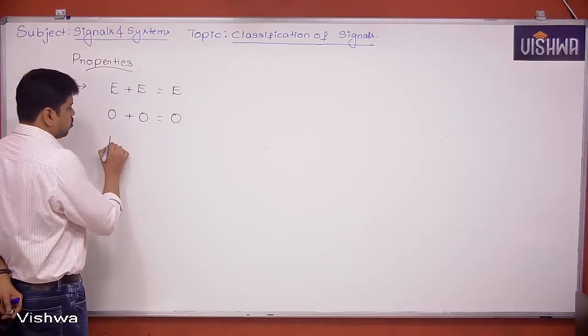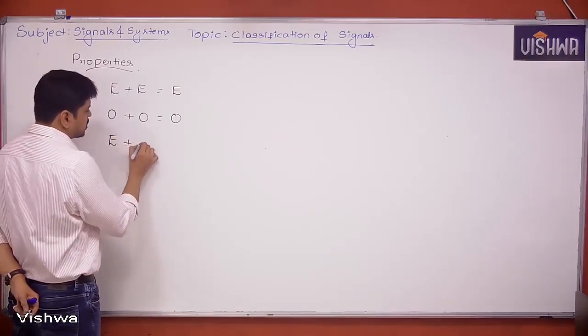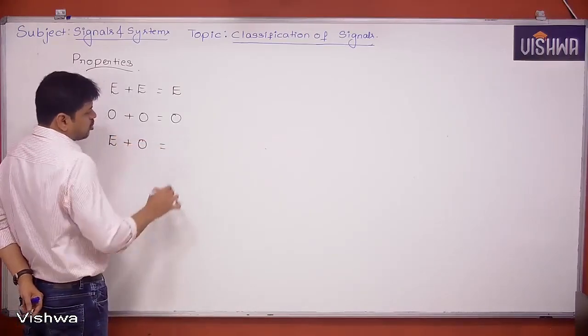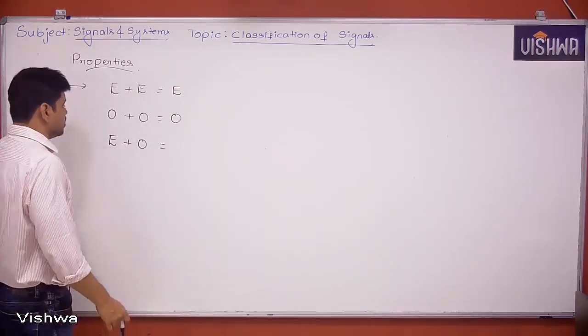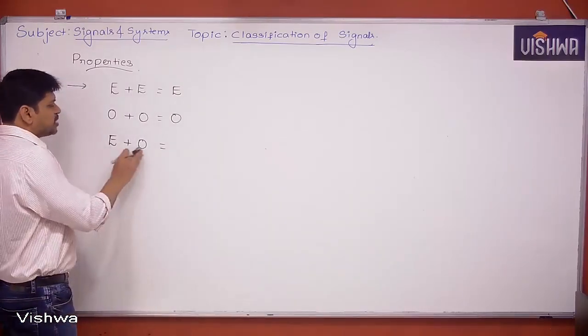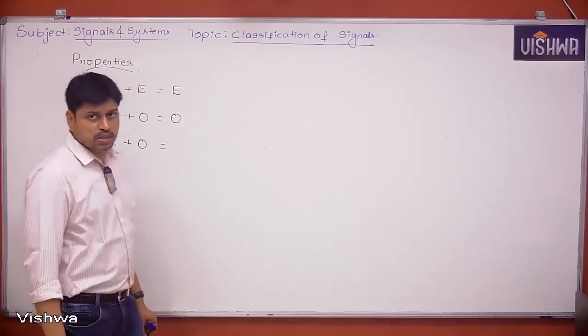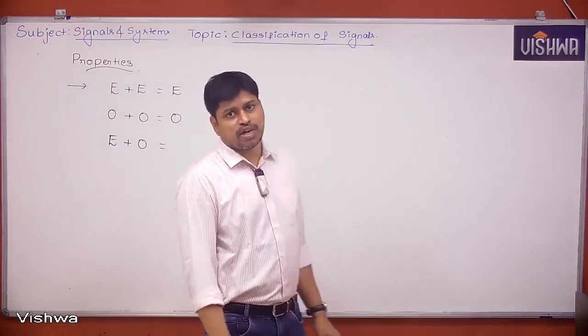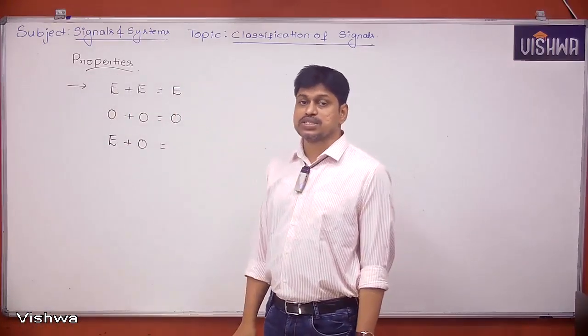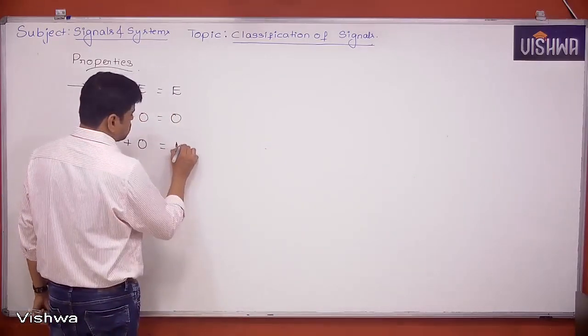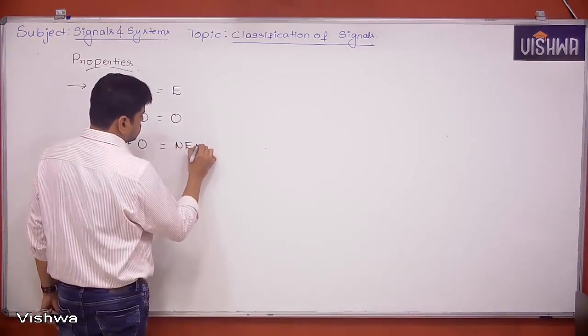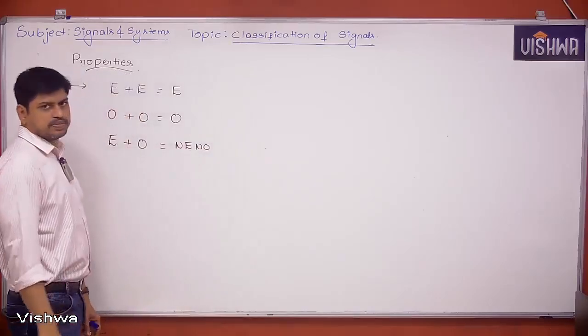Next, one even signal added with an odd signal. Here also so many people will say odd signal. No, that's not correct. Because it is something like even part plus odd part. Which signal can be represented in the form of even part and odd part? Which is neither even nor odd. Neither even nor odd. Okay.